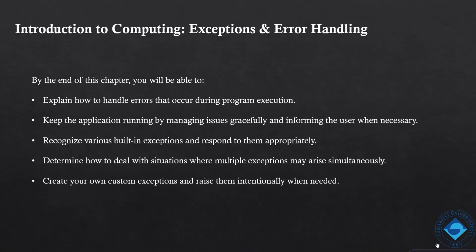By the end of this chapter, you will be able to explain how to handle errors that occur during program execution, keep the application running by managing issues gracefully and informing the user when necessary, recognize various built-in exceptions and respond to them appropriately, determine how to deal with situations where multiple exceptions may arise simultaneously, create your own custom exceptions and raise them intentionally when needed.